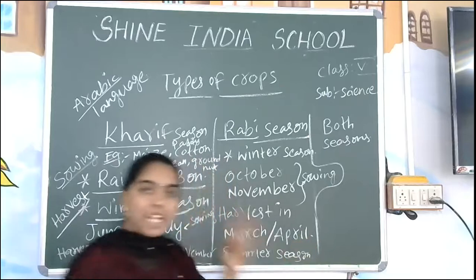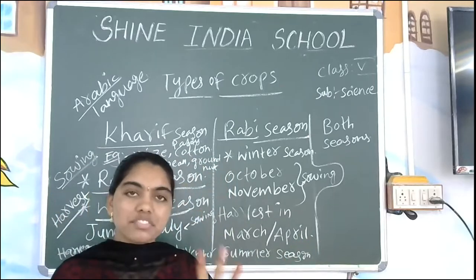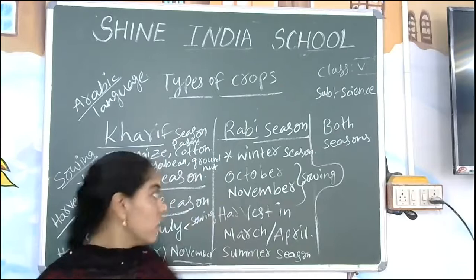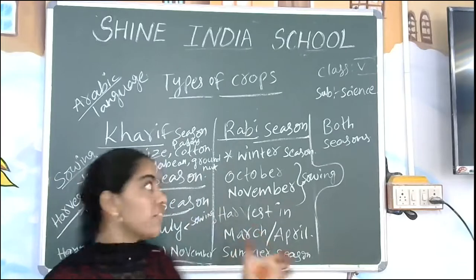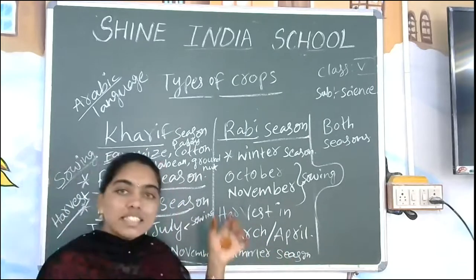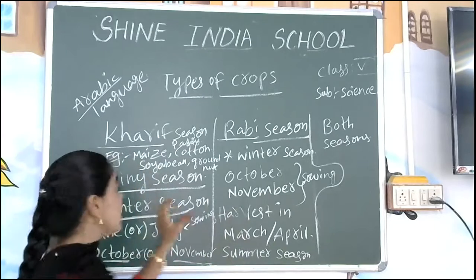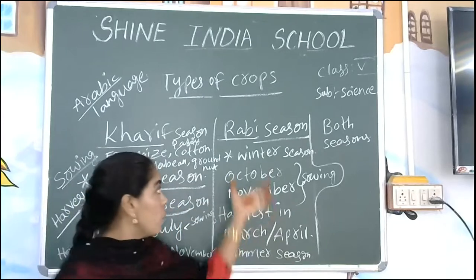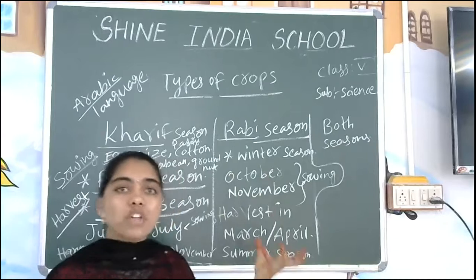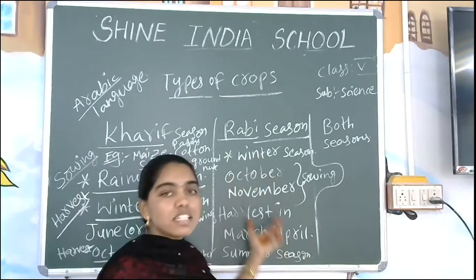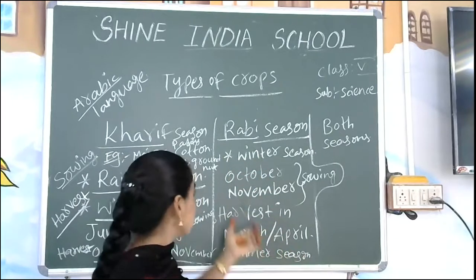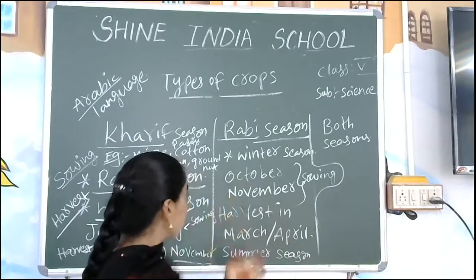Now we got that the main seasons are three. What is the first one? Summer, winter, and the rainy season. Now for the Kharif season, the crops are grown from the rainy season to winter season, whereas for the Rabi season, crops are grown from winter season to the summer season.